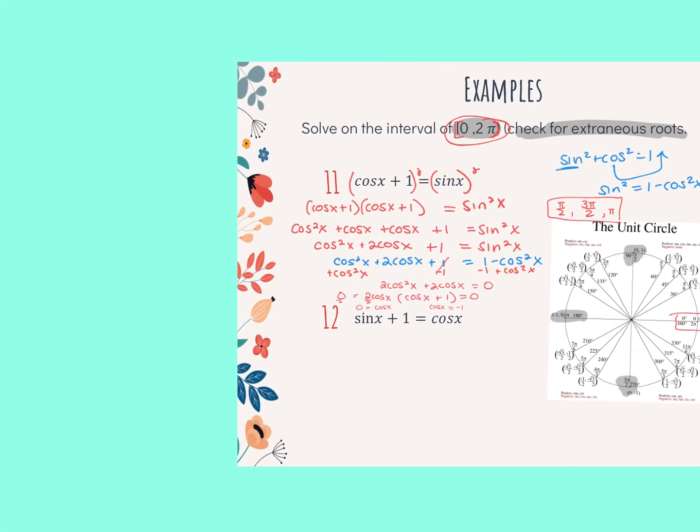So I would say, does the cosine of pi over 2 plus 1 equal the sine of pi over 2? Does the cosine of, what's the next one, 3 pi over 2 plus 1 equal the sine of 3 pi over 2? And does the cosine of pi plus 1 equal the sine of pi? So we have to check when we square.